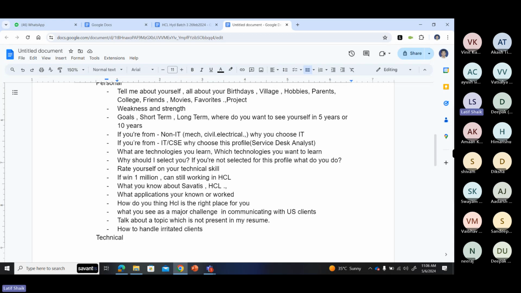Okay, what applications do you know or have you worked on? Previously, if you have worked on any application, for example, or even if it is a basic application, like Eclipse, or you worked on a database, so what applications do you know? Just put 2 or 3 applications, what you know about the applications, and how long you worked on them.